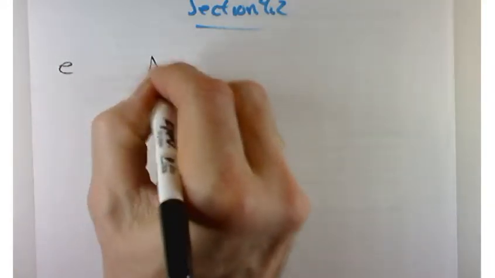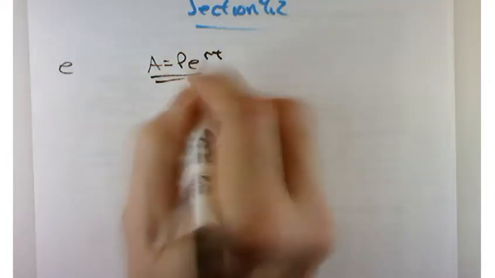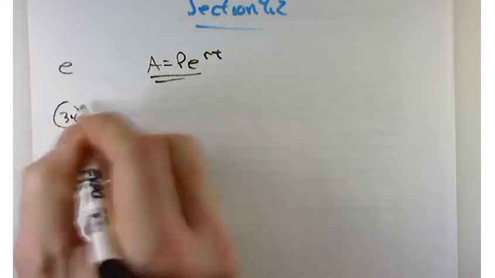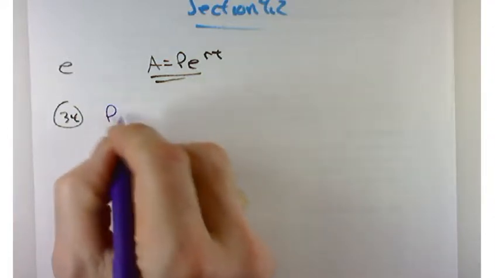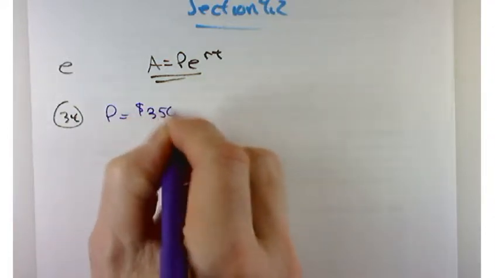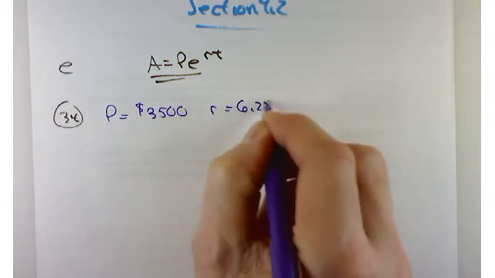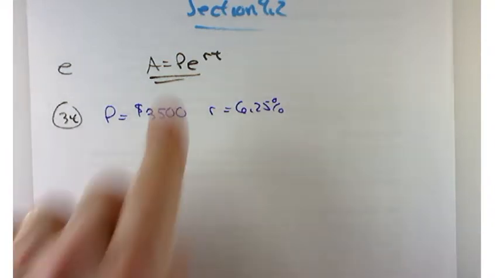Continuously compounded interest is given by this formula, A equals P e to the rt. The formula itself will be given to you on the exam. How to use it and where to use it will not. But in problem 34, they asked us to invest $3,500. So P equals 3,500 at an interest rate of 6.25%, compounded continuously, which means you're going to use this formula.